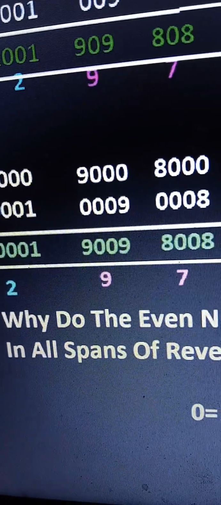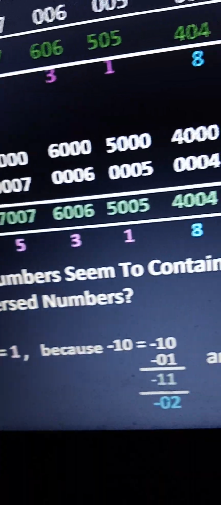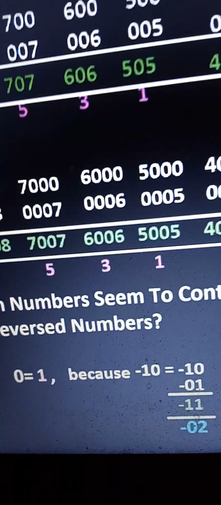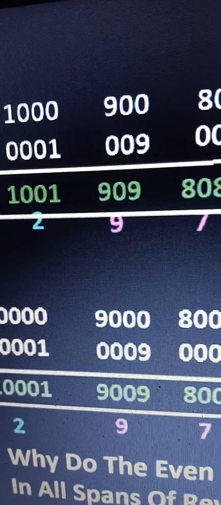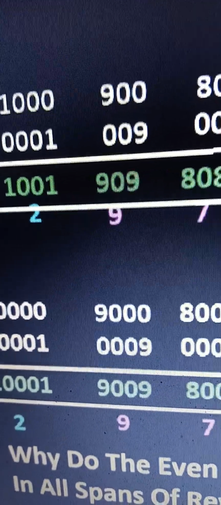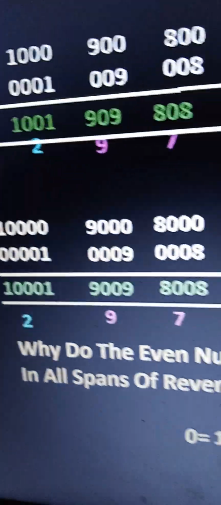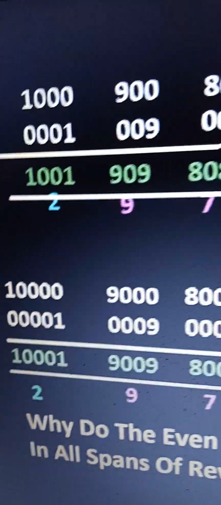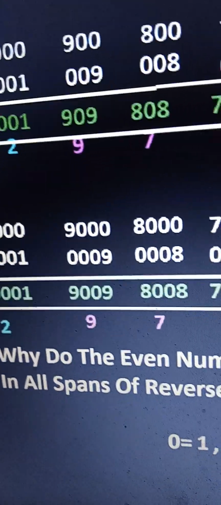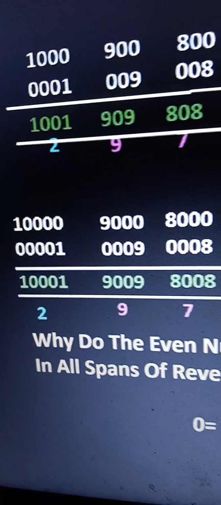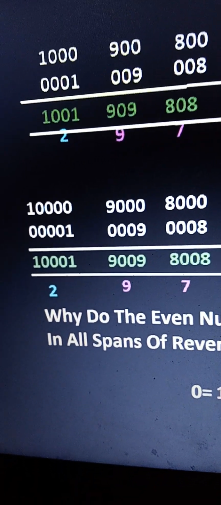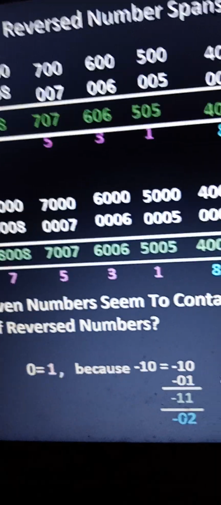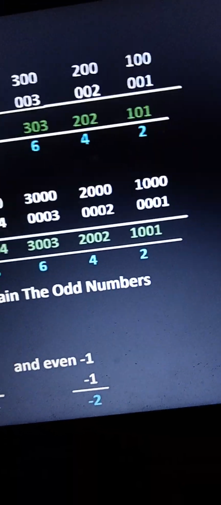And lastly, I'd like to comment: why do the even numbers seem to contain the odd numbers in all spans of reverse numbers? Why isn't there an odd number that begins the whole span? These spans, not the individual hundreds blocks of spans, because sometimes you would have an odd number. But overall, these spans, from 1,000 to 10,000 on up to 100,000, they're all going to contain 2, 9, 7, 5, 3, 1, 8, 6, 4, 2.